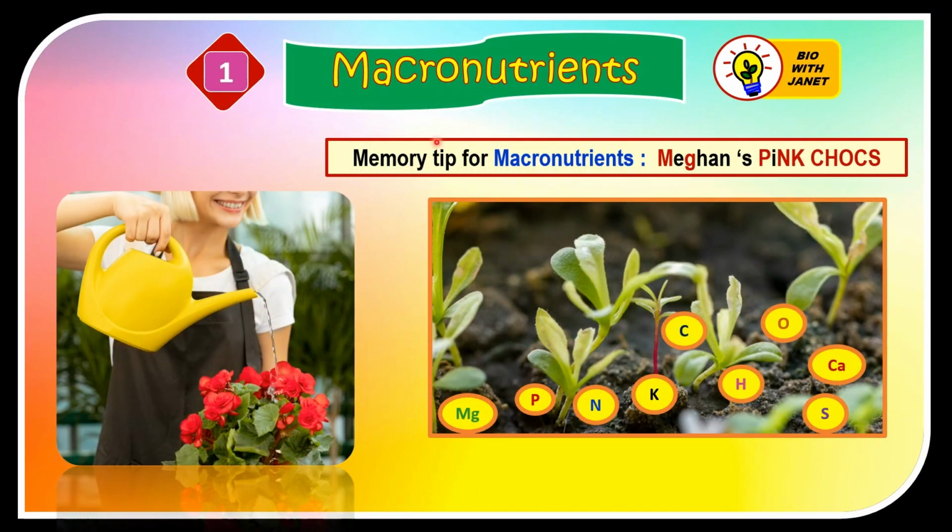So our first topic is on macronutrients. What are their functions and the symptoms of deficiency? As we have learned just now, the memory aid to remember the macronutrients is Megan's pink chalks. Mg for magnesium, P for phosphorus, K for potassium, and N for nitrogen. CHO, C is for carbon, H for hydrogen, O for oxygen, the other C is for calcium, and S is for sulfur.